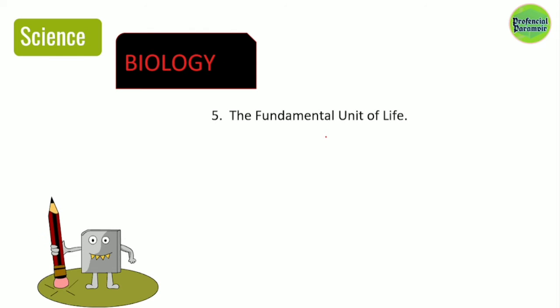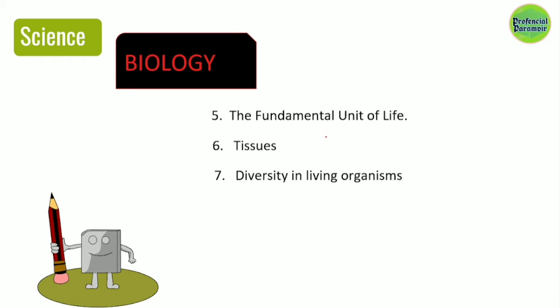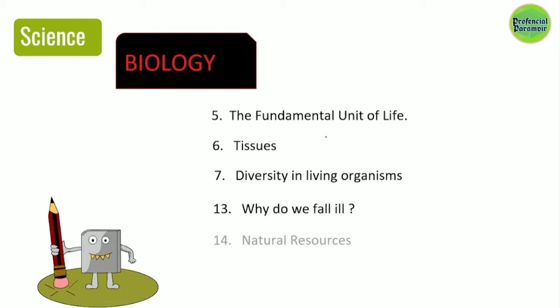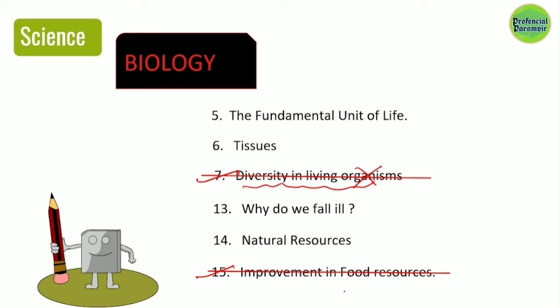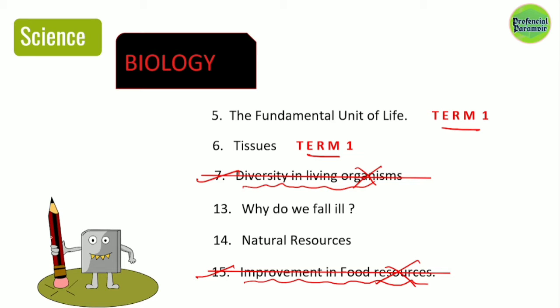In biology, we have chapter 5, chapter 6 Tissues, Diversity in Living Organisms, Why Do We Fall Ill, Natural Resources, Improvement in Food Resources in our NCERT book. But the chapters which have been reduced from the syllabus are chapter 7 and chapter 15. Diversity in Living Organisms has been cut down, and the same with Improvement in Food Resources. Chapter 5 and 6, The Fundamental Unit of Life and Tissues, will come in term 1. Why Do We Fall Ill will come in term 2, and Natural Resources will be for internal assessment.